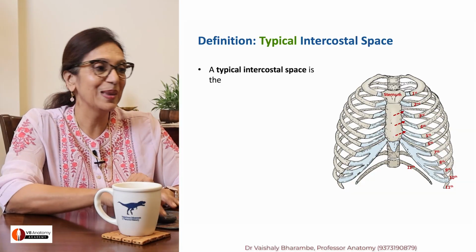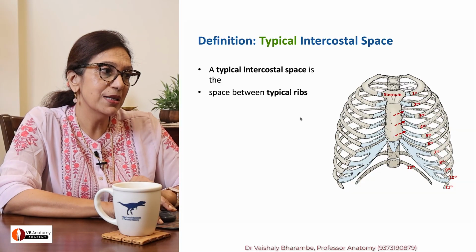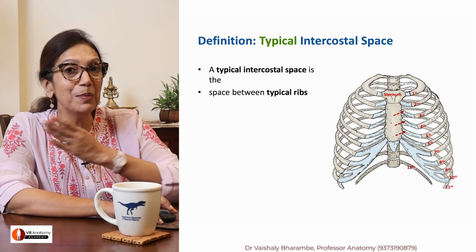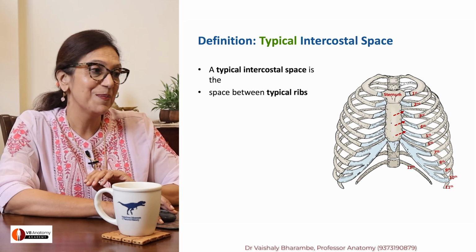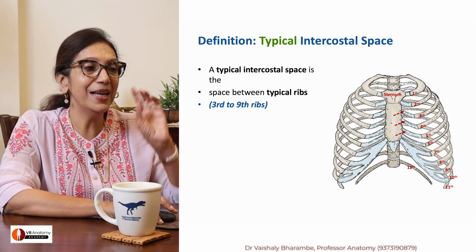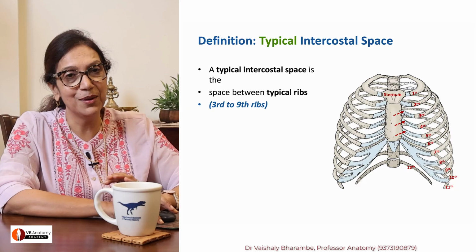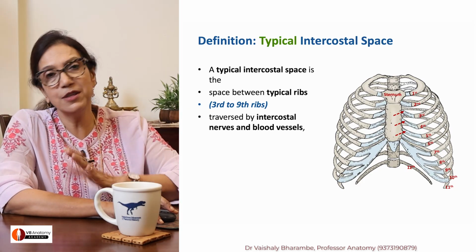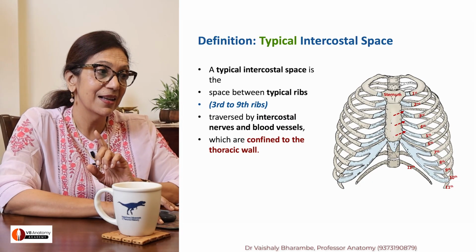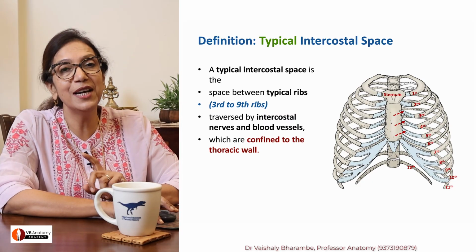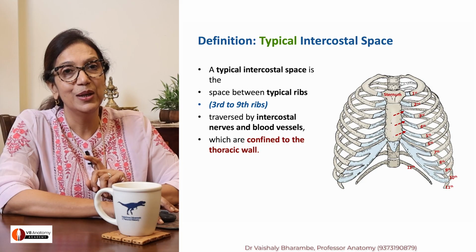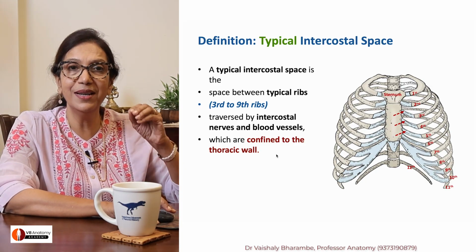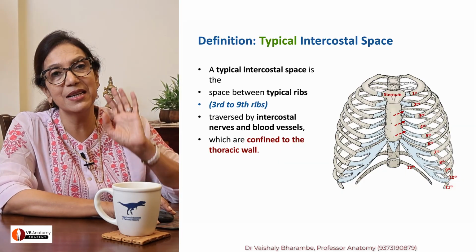Focus. Okay. So, typical intercostal space is a space between two typical ribs. That means all the atypical are gone. Okay. Third to ninth only are the ribs which are qualifying now. Spaces between these, traversed by intercostal nerves and blood vessels. Read carefully, which are confined to the thoracic wall. So, only those are going to be typical whose contents are confined to the thoracic wall.